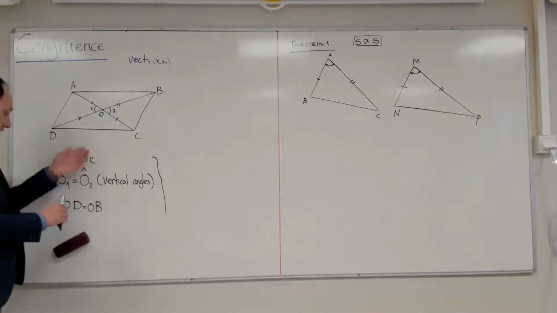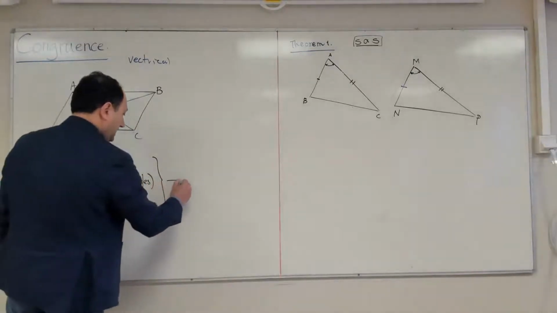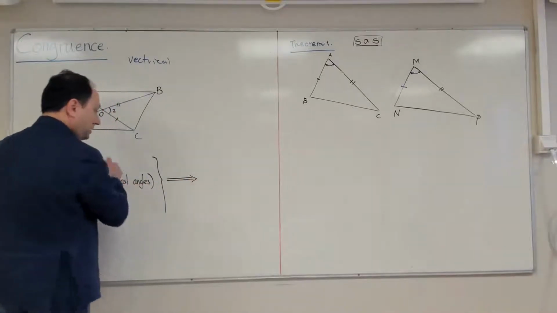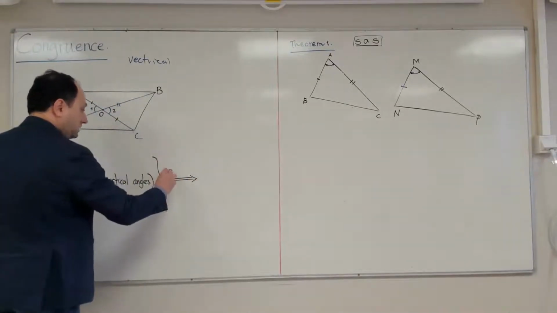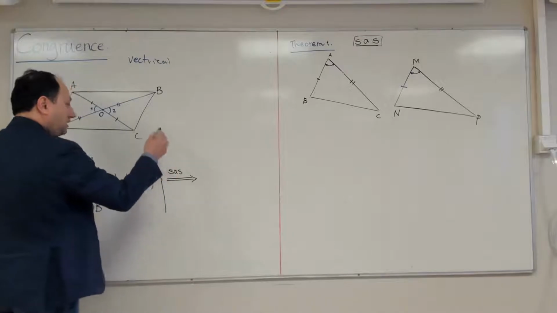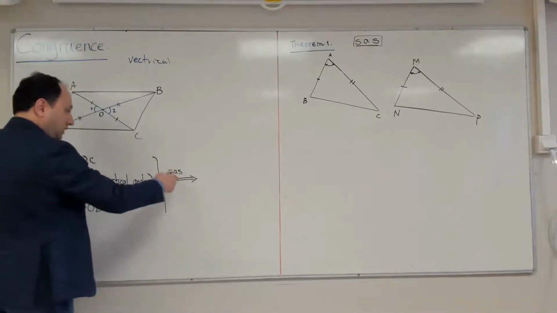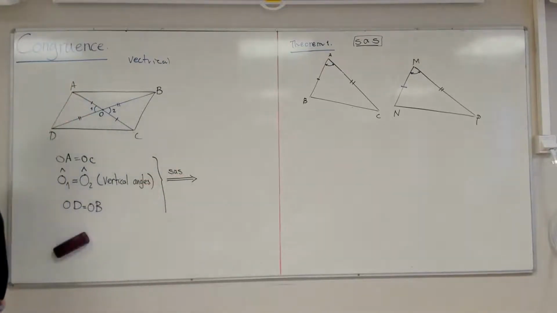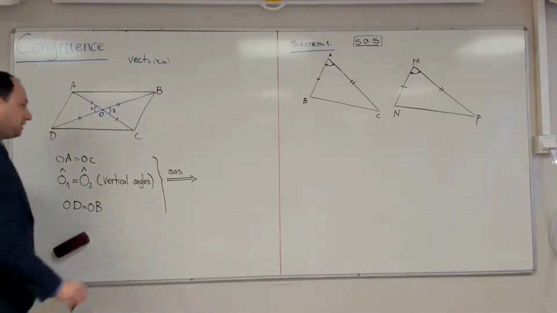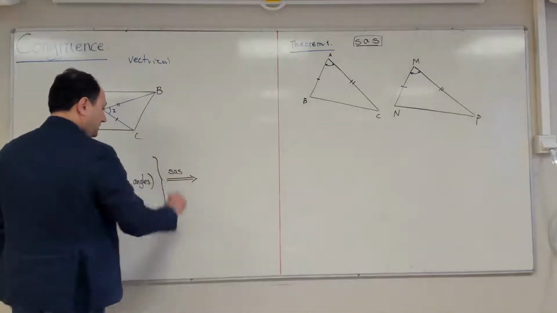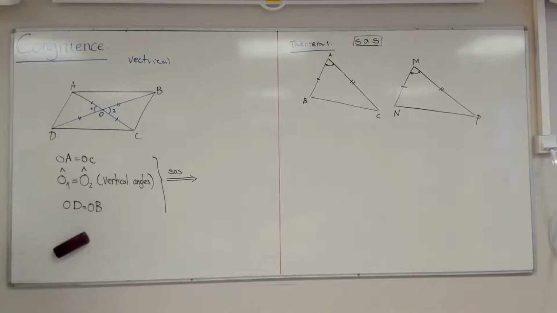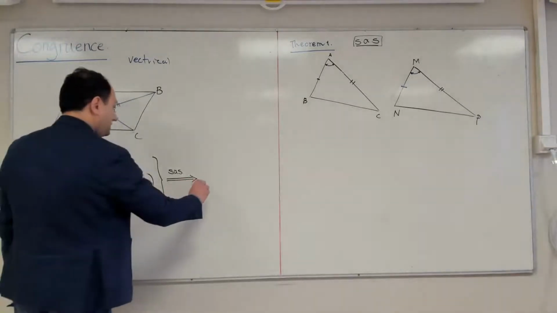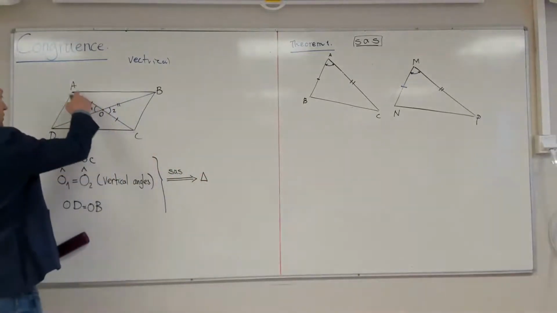So you need to write something like this, and then you would say that from these pieces of information, I can conclude based on SAS. You don't need to write side, angle, side. We just refer by this, I understand what you mean. So you should write SAS, or if you want, you can put dots. It's an abbreviation, okay.